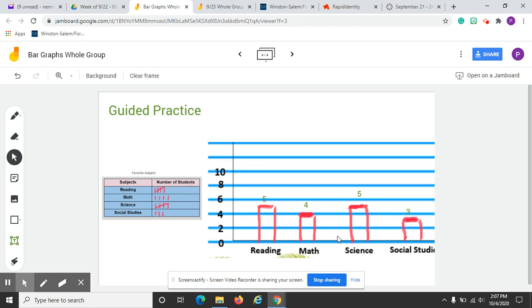Okay, so in this lesson, you learned how to use the frequency chart in order to create a bar graph.